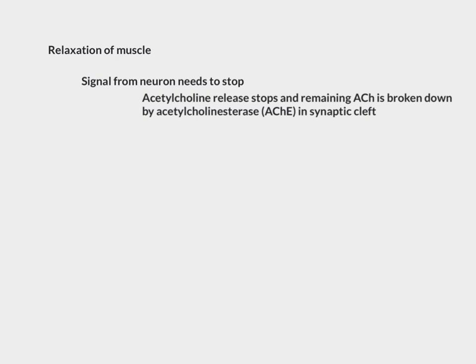Acetylcholinesterase is again found in the synaptic cleft. If it wasn't there, then it wouldn't be able to break down the acetylcholine that had been released, and it would take a long time for the muscle to stop contracting. But because it is there, it can easily break down the acetylcholine, and it breaks acetylcholine into acetate and choline. The acetate gets swept off by the synaptic cleft into the interstitial fluid, but the choline gets taken back up by the presynaptic neuron to be reused.